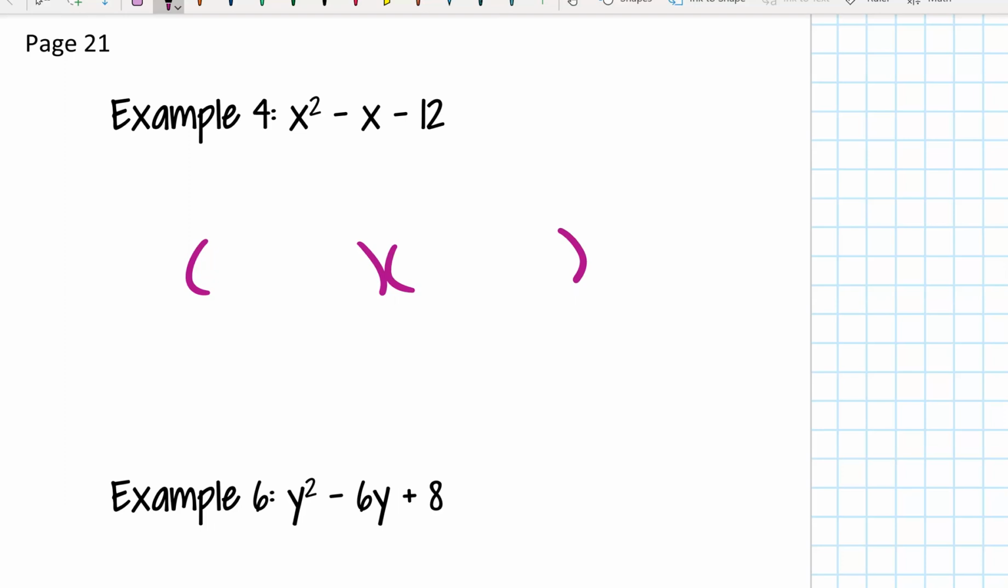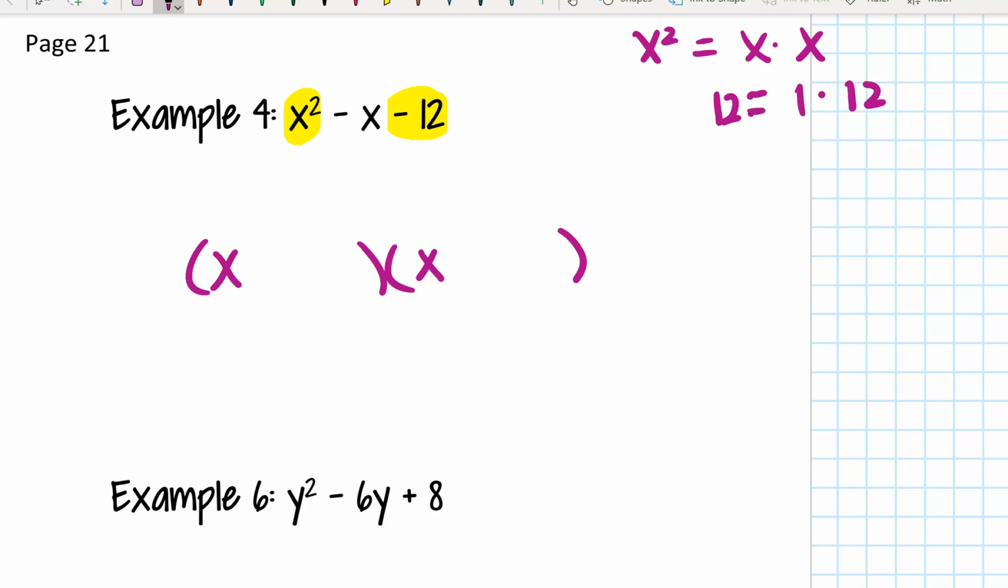And then I also know, because my first term is just x squared, it's a 1x squared, that my first term in my binomials are going to be x times x. Because remember, we said x squared is x times itself. Okay. So then what I really need to focus on is this last term, this 12. Okay, so 12, my factor pairs that I can have are 1 times 12, I can have 2 times 6, and I can have 3 times 4.